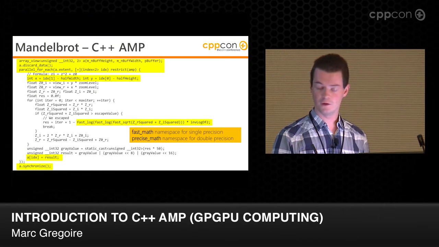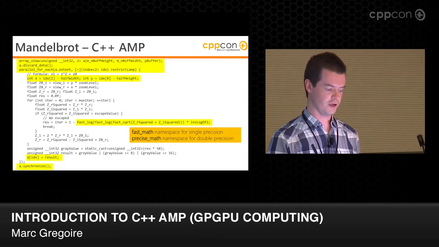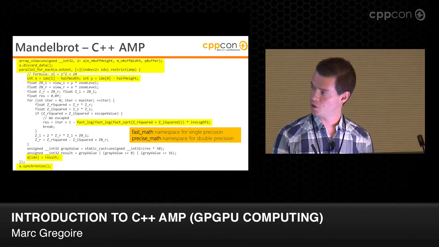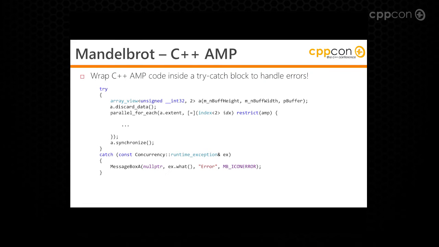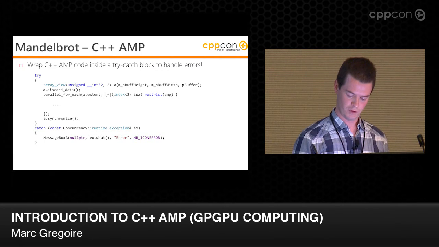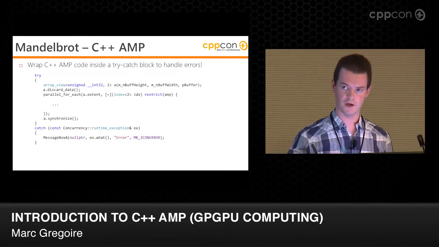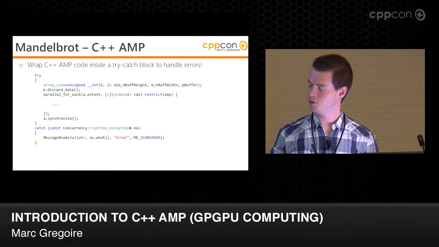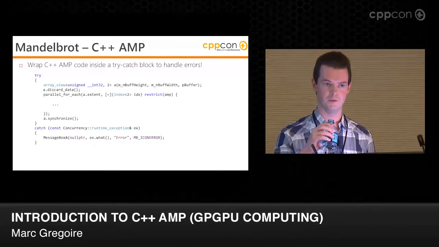And the last one, like I said, the recommended way is to manually synchronize. And that is a place where we can put our error handling. So we have our synchronize here, and we just put a try catch around it. Here we can react to exceptions thrown by C++ AMP. So if you don't do the synchronize there, then you will lose these detailed exceptions.